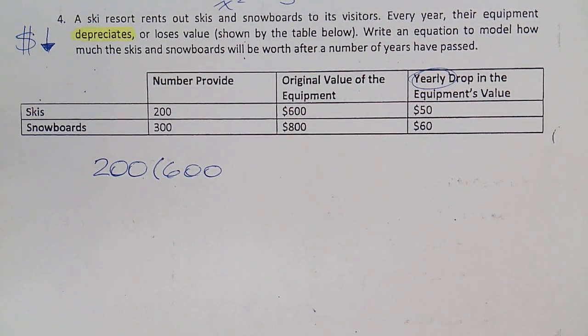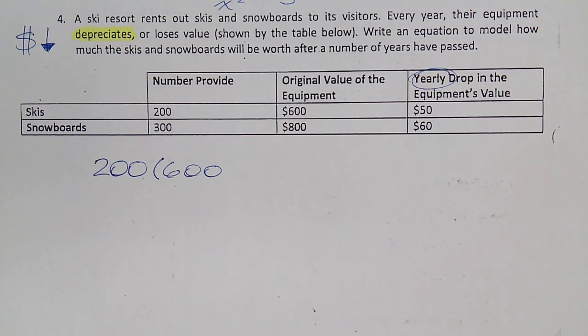So if originally it's 600, after 1 year, how much is it worth? After 1 year, it's only worth 550. What about the next year? 500, and then the following year? 450, and so forth. So each year is dropping by 50.